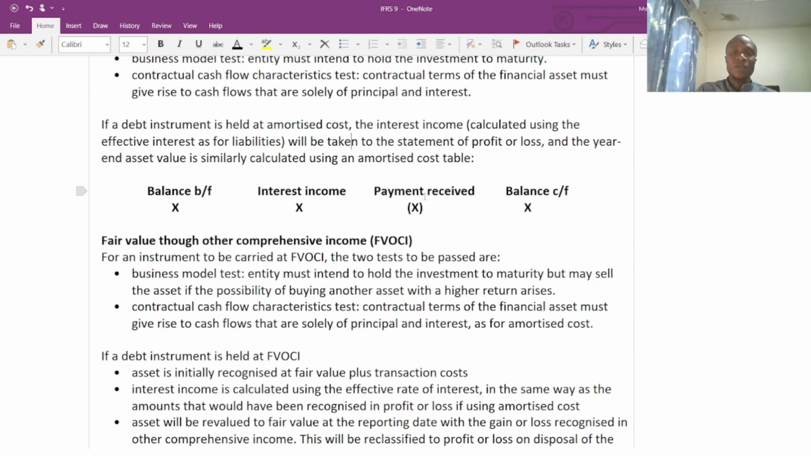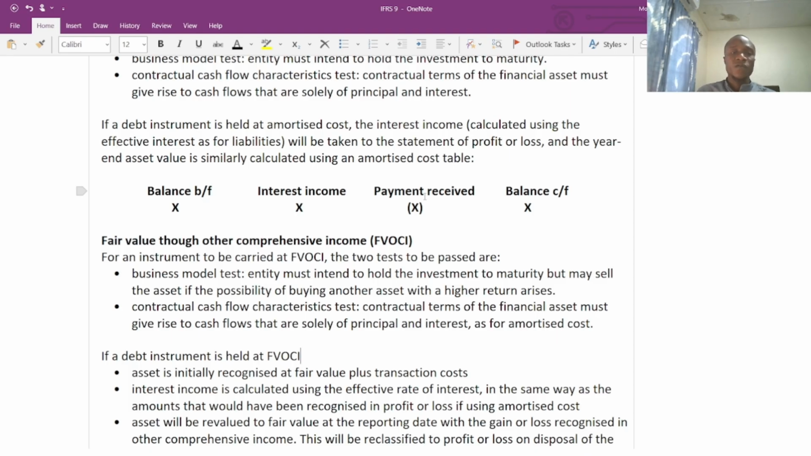So now, for amortized cost, this is what we are going to use to account for the financial assets. Nothing changed. Don't worry about it. We're going to use the same approach as for the financial liability. In this situation, we're going to use interest income and payment received instead of interest expense and payment made or interest paid. That's the only distinction.